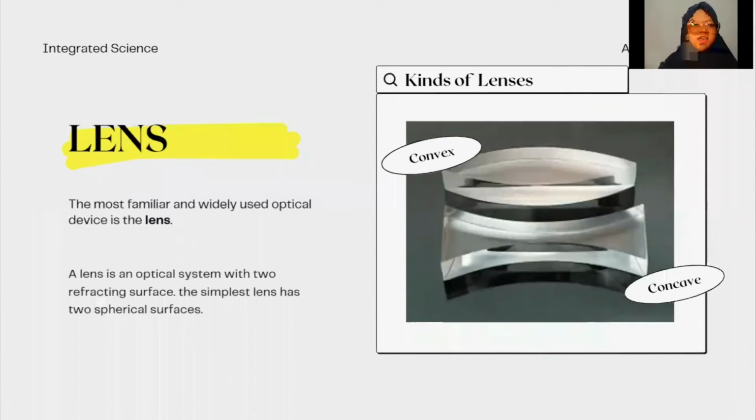So lens. The most familiar and widely used optical device is the lens. A lens is an optical system with two refracting surfaces. The simplest lens has two spherical surfaces. So lens is the important part of the microscope or telescope or other devices. There are two kinds of lenses, convex lens and concave lens.